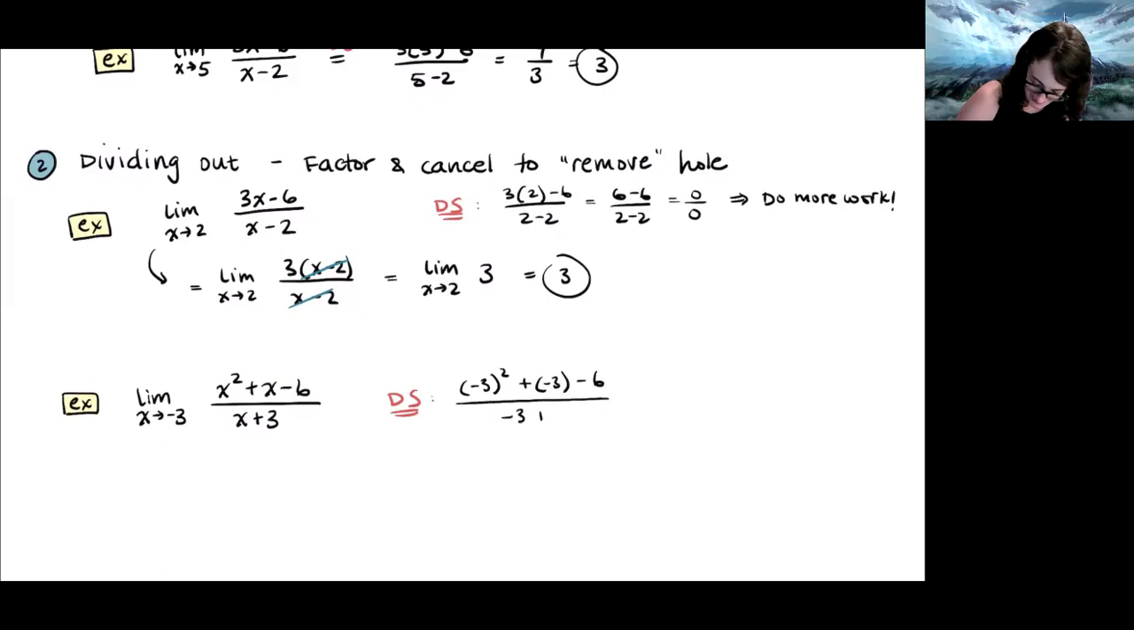We'll see. All right, so plug in negative 3 into this function here. Let's see, we have 9 minus 3 minus 6, of course over 0. 9 minus 3 is 6. 6 minus 6, that's 0 over 0. All right, do more work. There's a hole.